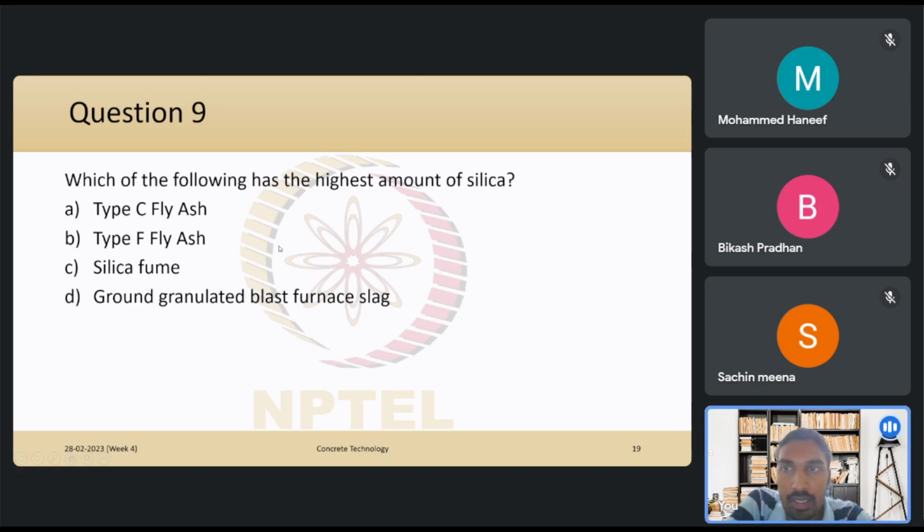Okay, so question number 9 is: which of the following has the highest amount of silica? The options are type C fly ash, type F fly ash, silica fume, ground granulated blast furnace slag.